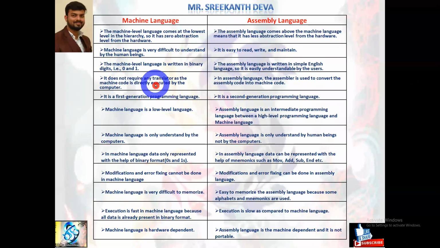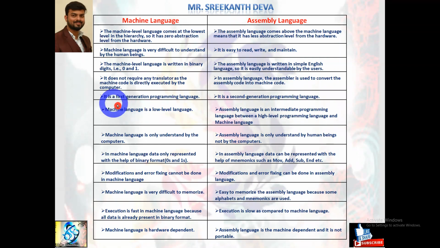Who is responsible for converting that high level instruction to machine level instruction? The complete job is done by the human, programmer or user, who uses this machine level language. But in assembly language, the assembler is used to convert the assembly code into machine code. Here a language translator is there. The assembler is a language translator. It converts assembly code into machine code.